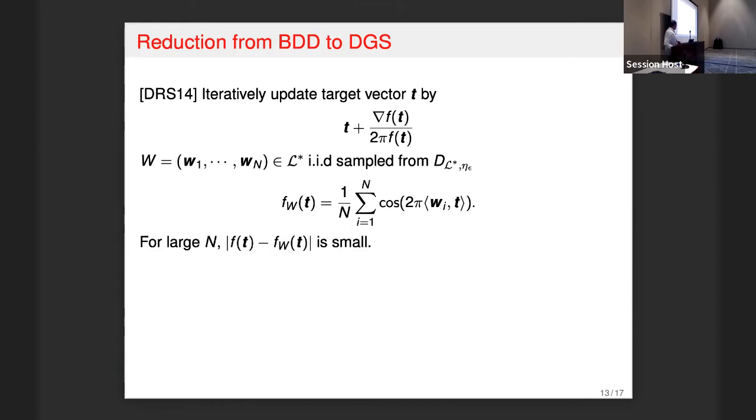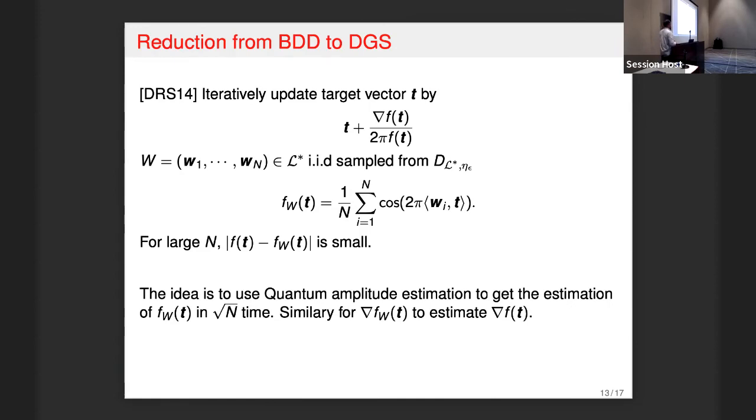For a large number of samples, the difference between f of T and f of WT is very small. In this work, we use the idea of quantum amplitude estimation to get the same approximation of f of WT in square root n time, whereas classically it requires order n time. Quantumly, we are able to do it in square root n time, and that gives a square root improvement in the time complexity of the BDD problem.